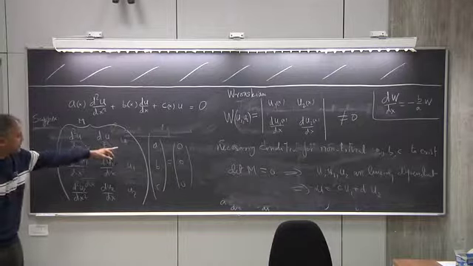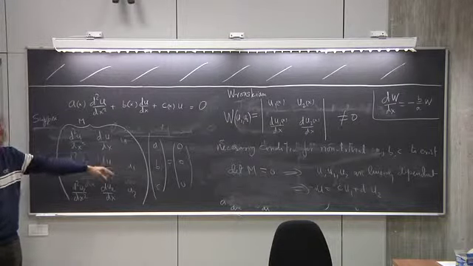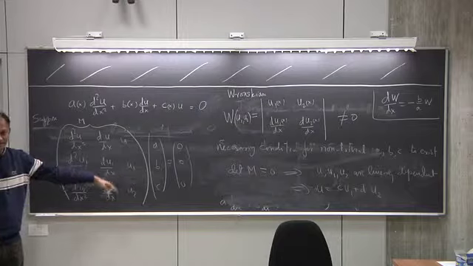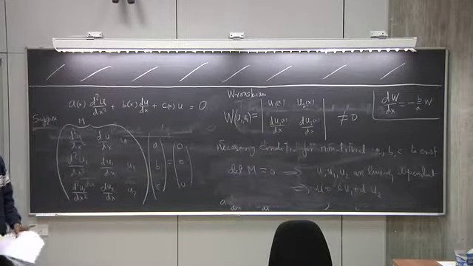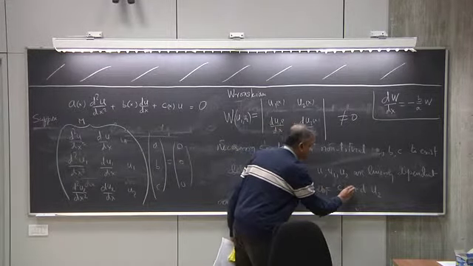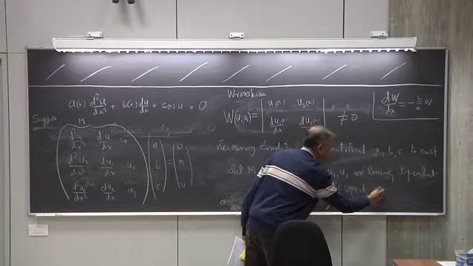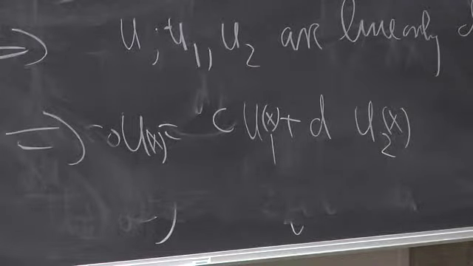Because this has to be true for every x, you see. For every x, this has to be true. They are linearly dependent. So as a function, it should be linearly dependent. So what we are saying is that u of x is equal to c u1 of x plus d u2 of x. Okay. So that proves that the dimension of the space of solutions cannot be greater than 2.